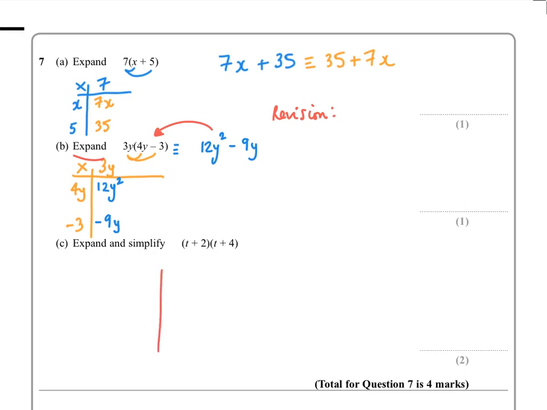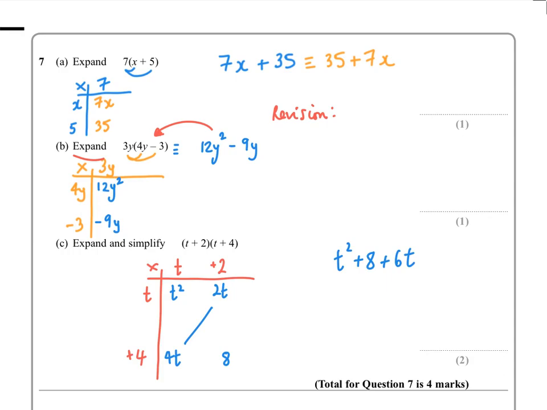So for this one, we'll finish this off reasonably quickly. We've got t plus 2 here. You don't have to write the plus sign. And t plus 4. And we're just going to multiply those out. So we have a t squared. We've got an 8 here. And then we've got a 4t and a 2t, which in total makes 6t.